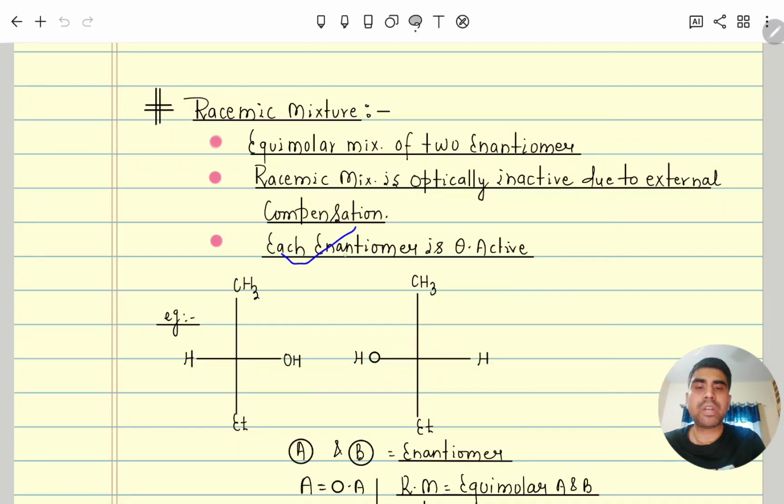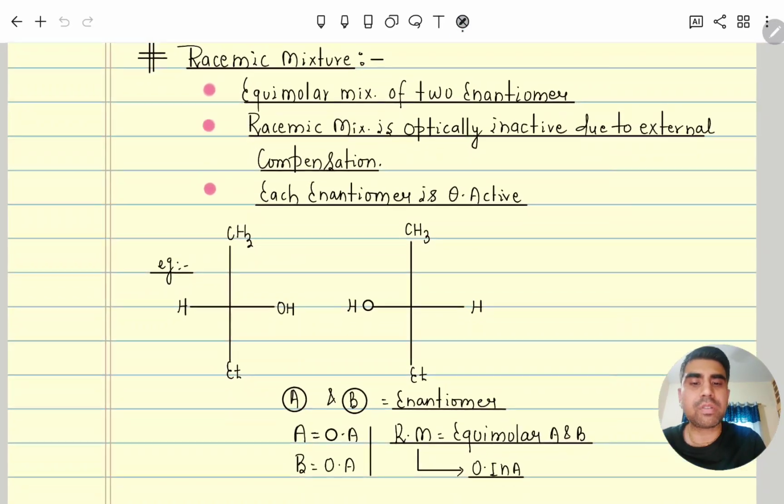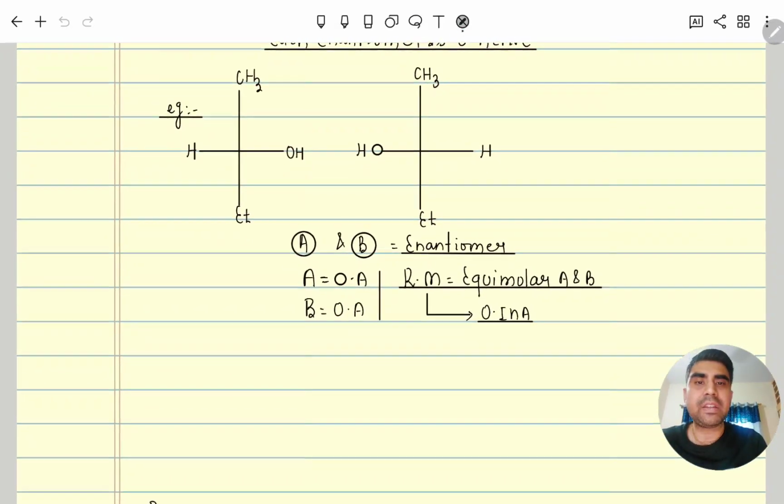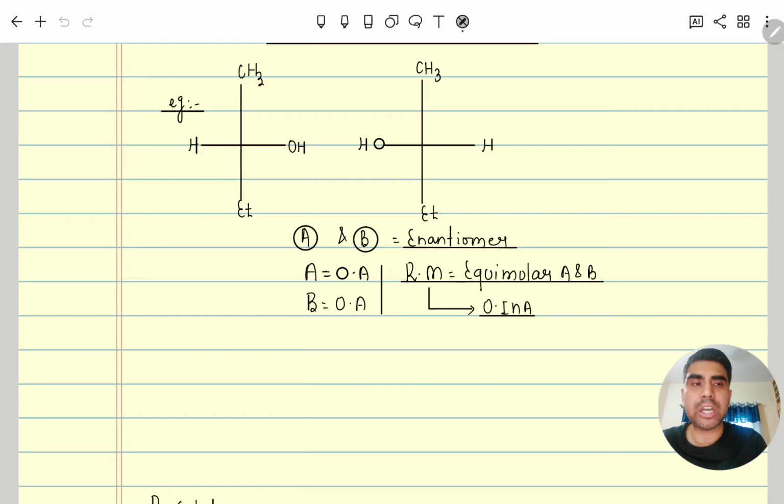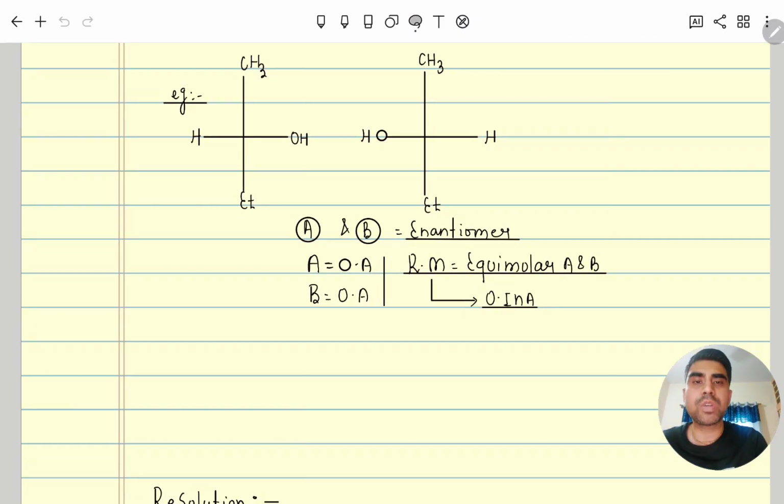And each enantiomer, by the way, is optically active, meaning it rotates plane polarized light to a certain extent, and we can understand the direction without putting it in the polarimeter, just by applying the CIP rule, which tells its configuration. So both are enantiomers, both are optically active, but their equimolar racemic mixture is optically inactive.